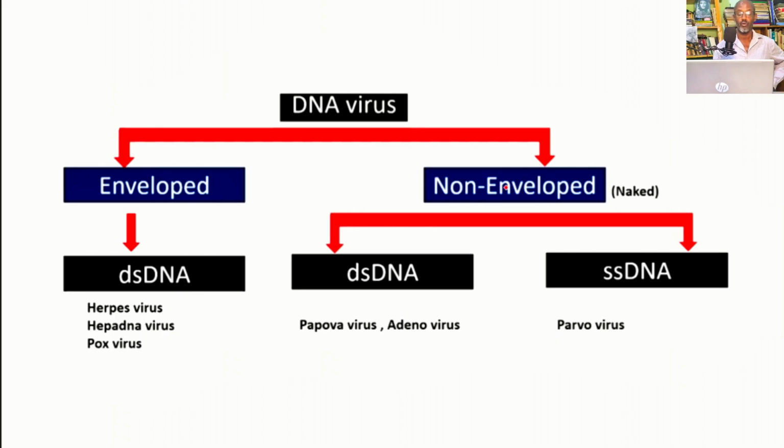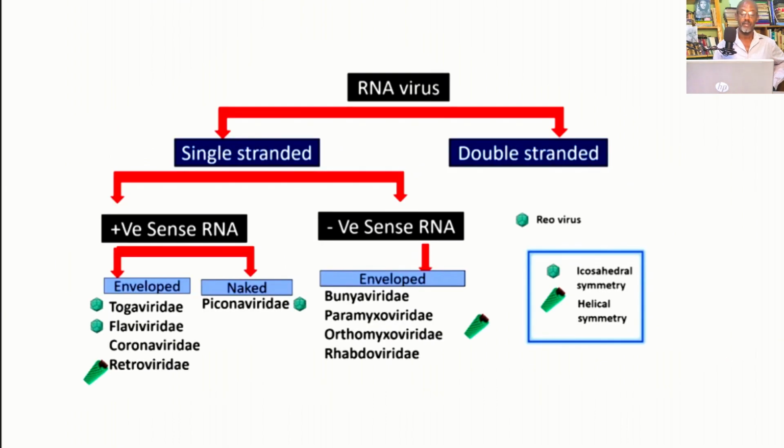Therefore, the non-enveloped DNA viruses are of two types: double-stranded or single-stranded. But the enveloped ones are always double-stranded, like herpesvirus, hepadnavirus, and poxviruses. Among double-stranded DNA viruses that are non-enveloped, papovavirus and adenovirus are given as examples. For single-stranded DNA viruses, parvovirus is given as an example.